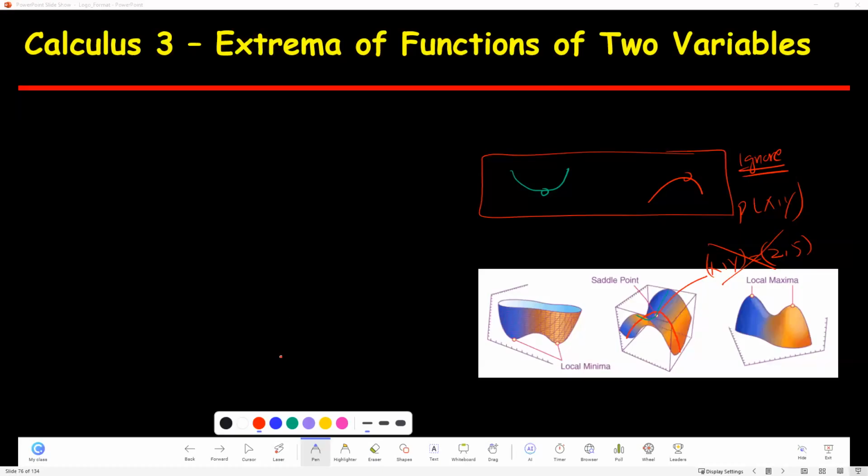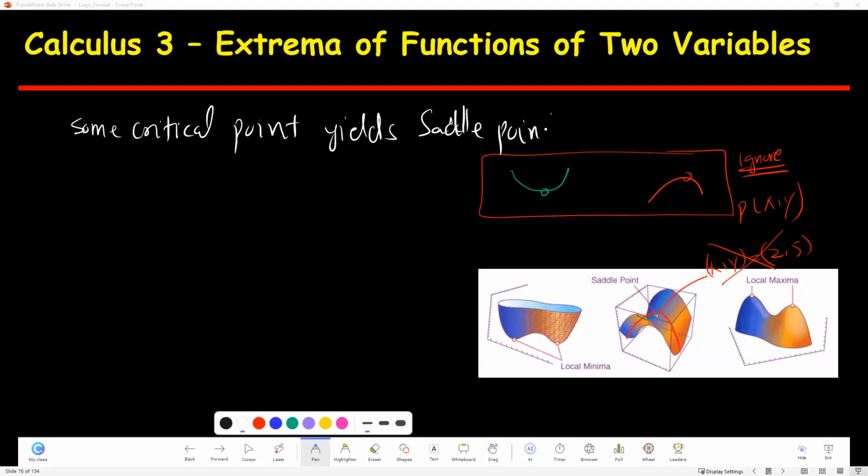So the first thing, we're going to call some critical point that yields a saddle point, which is neither a relative maxima nor a relative minimum.